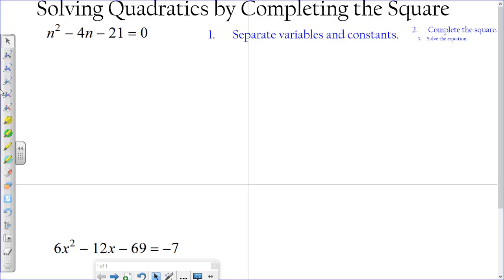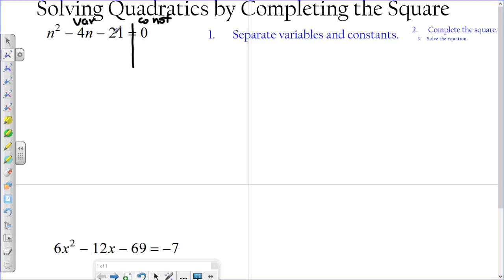So what I'm going to do is the following. Step number one, separate variables and constants. I'm going to put a line right here to separate them. Now where are the letters? Here are the letters, so most of them are on the left. So I'm going to have variables on the left, and constants on the right. Variable means letters.